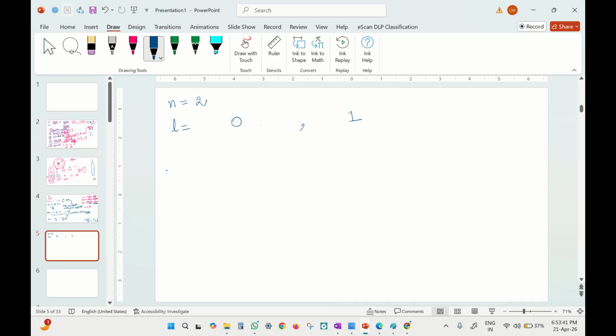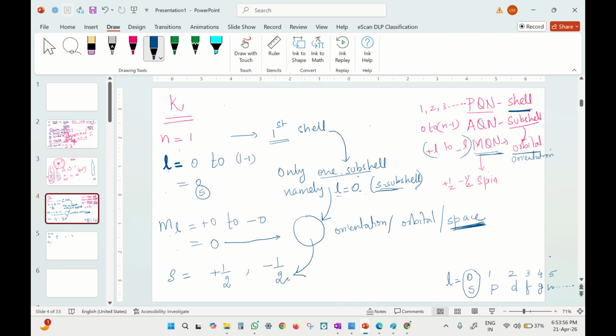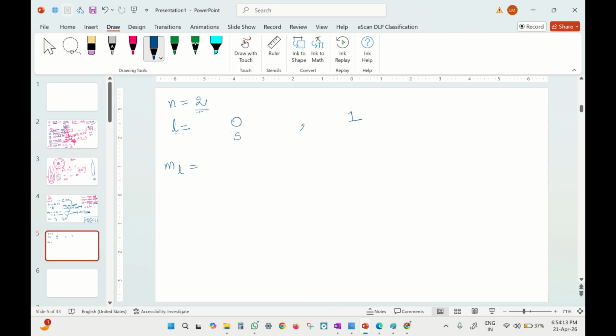Okay. Now, the ML values will depend upon the L values, right? So L is equal to 0 represents S subshell, remember? What is L is equal to 1 going to represent? L is equal to 1 subshell will be called P subshell. So can we say that the second shell has an S subshell and a P subshell?